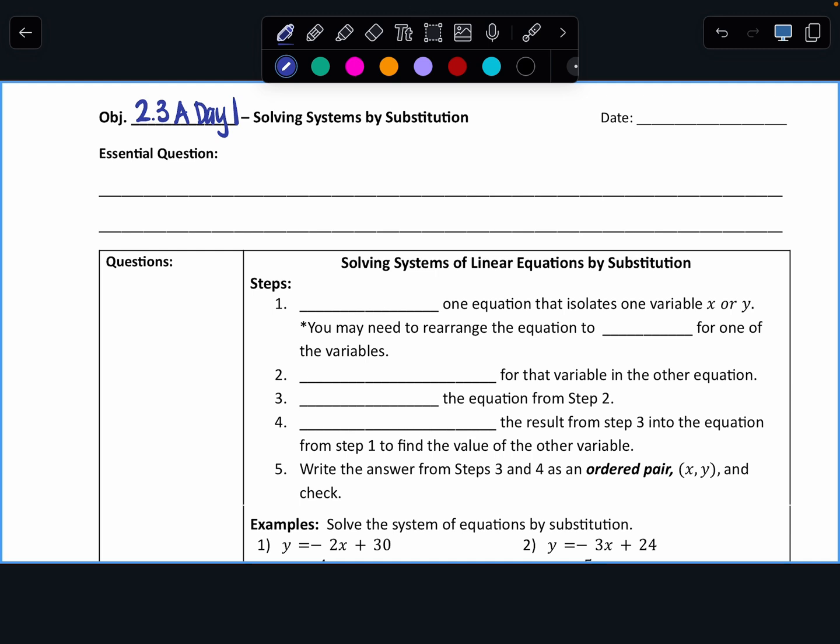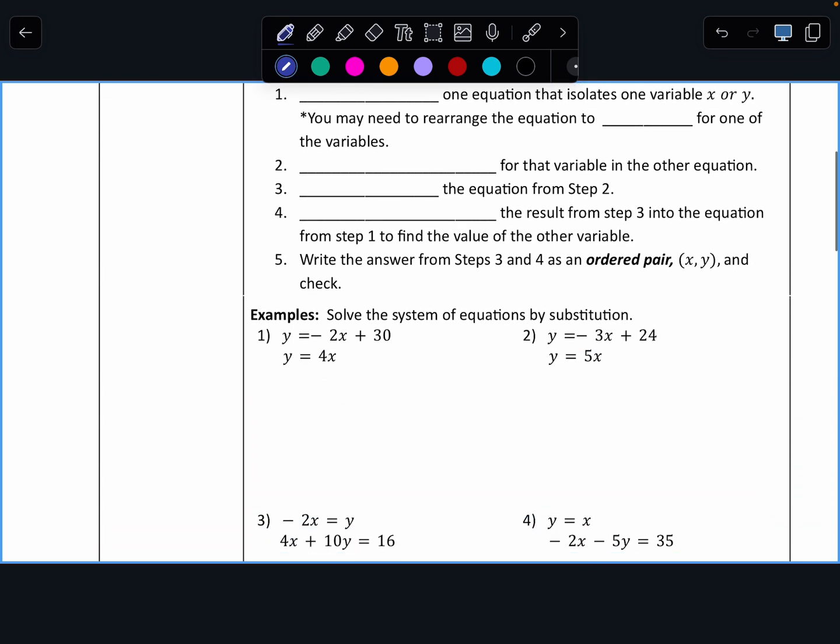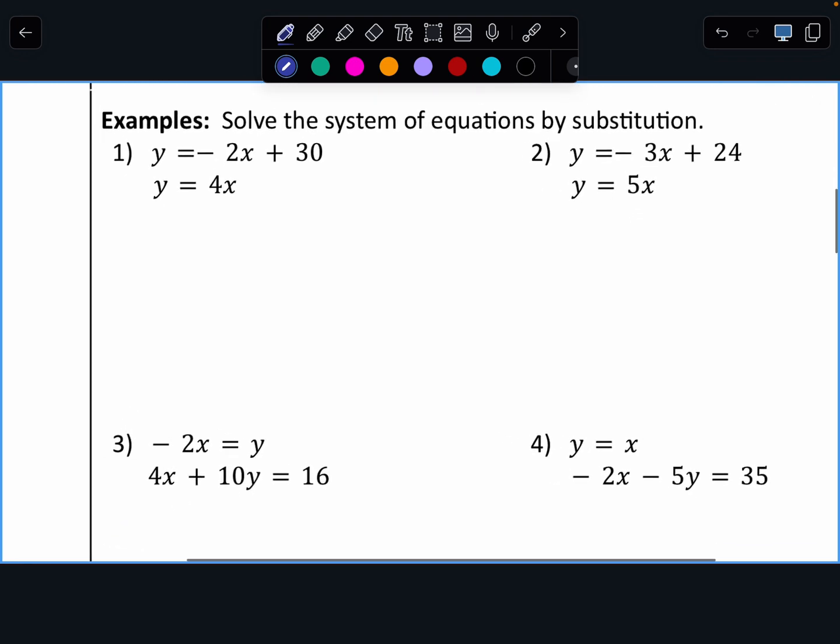Okay, today we'll be solving systems of linear equations by substitution. So we will be learning two different ways to solve these algebraically. The first one's substitution, and today we'll just be working with a single term substituting. So I'm going to first go through one example before I go through the steps.